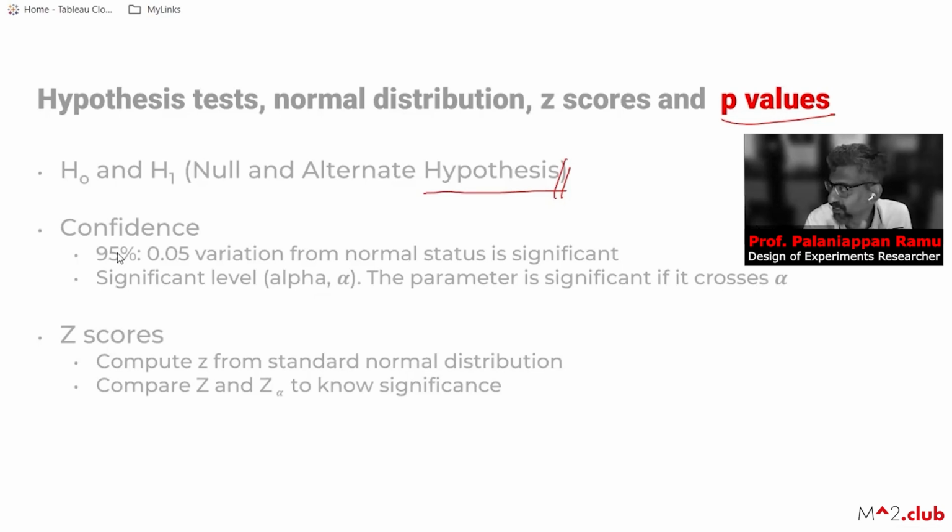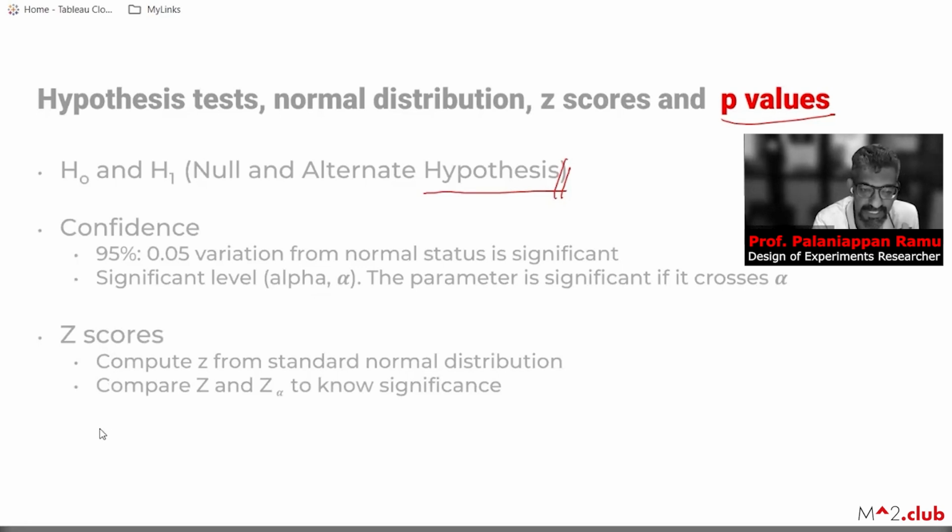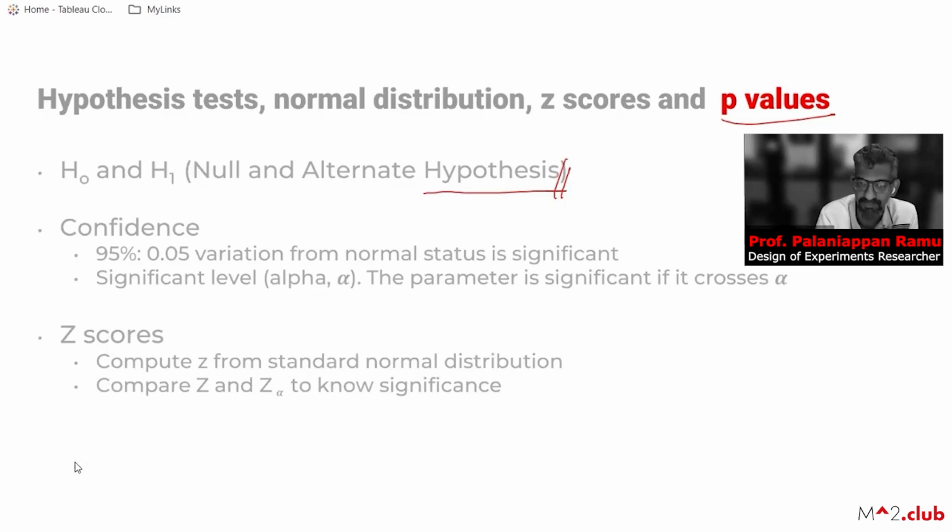There are uncertainties that are associated with the data that you compute. What is the confidence that is associated with the numbers that we are looking at? The typical confidence level that we look at is 95% or 99%. 95% says that 0.05 variation from the normal status, which is again the claim that we are making, is significant. If it's 99%, then it's 0.01. So it is left to the user to choose this confidence.